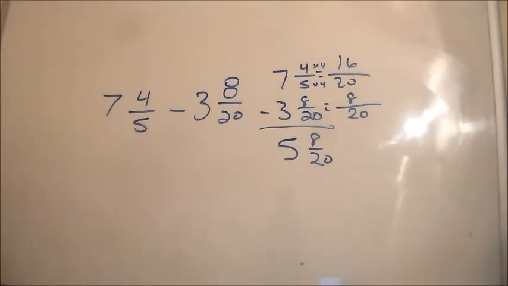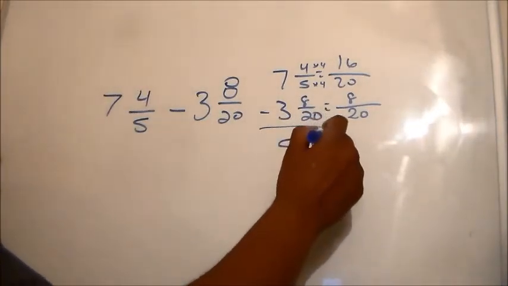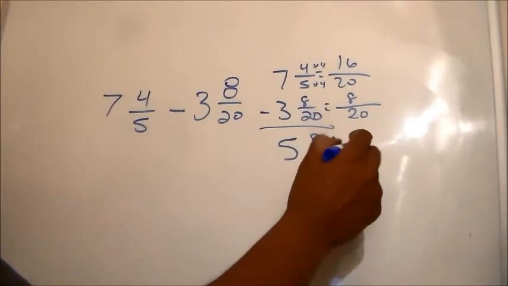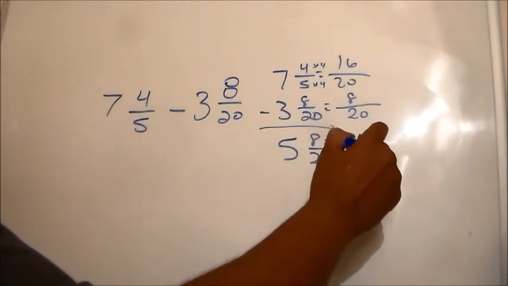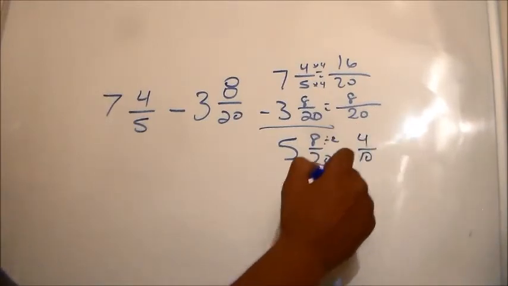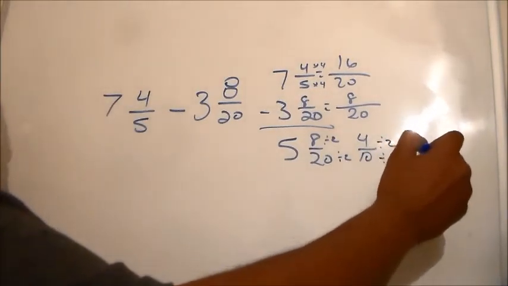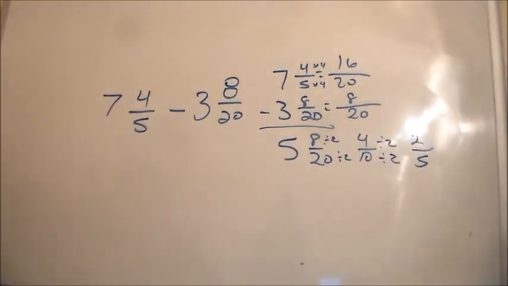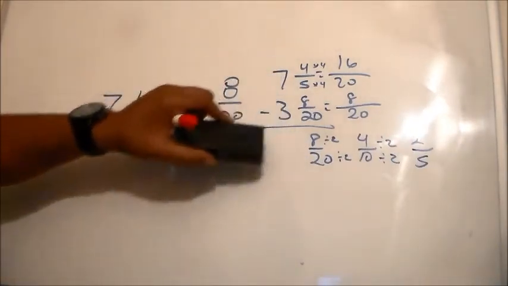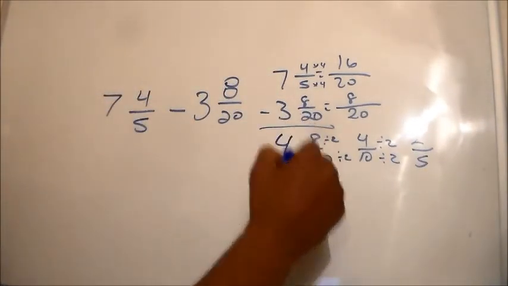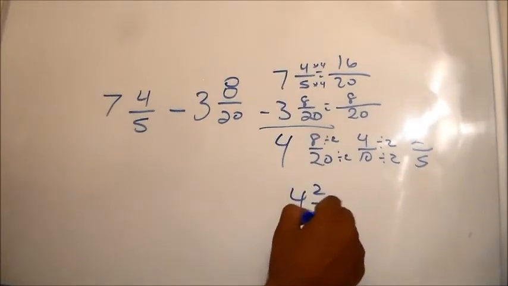16 minus 8. Okay, I'm just kind of looking over my work. Final answer. Actually, no, it's not. 8/20, 4/10, 2/5. And I'm sorry, 7 minus 3 is not 5, it's 4. So our final answer will be 4 2/5.